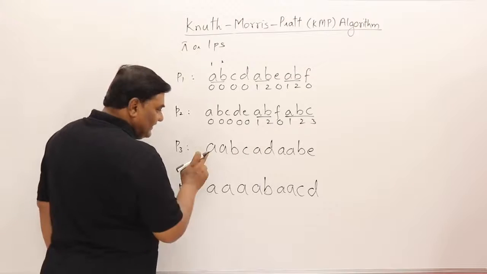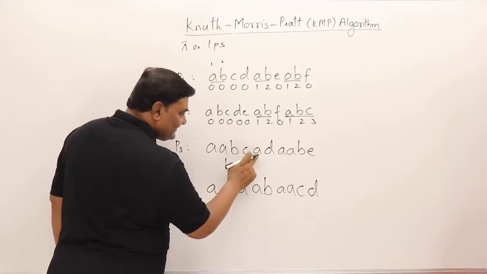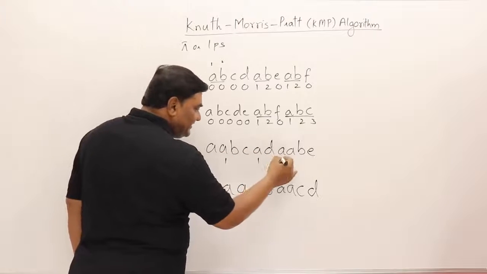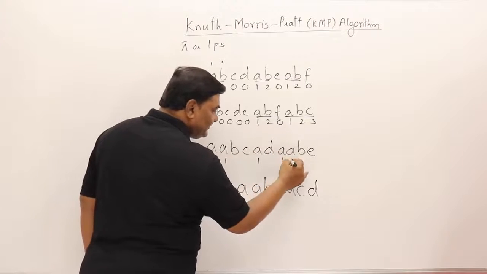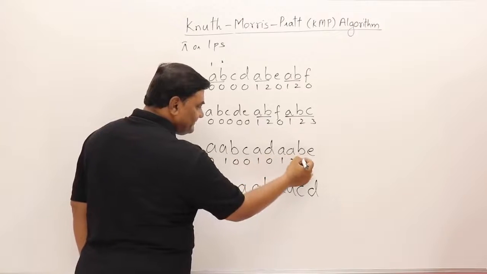Now let us check. A, is it appearing anywhere? Here itself. So mark 1. A, is it appearing? Yes, it's appearing. The next alphabet? No, it's not same. A is appearing here. The next alphabet also matching. 2. Then rest all of them are zeros.